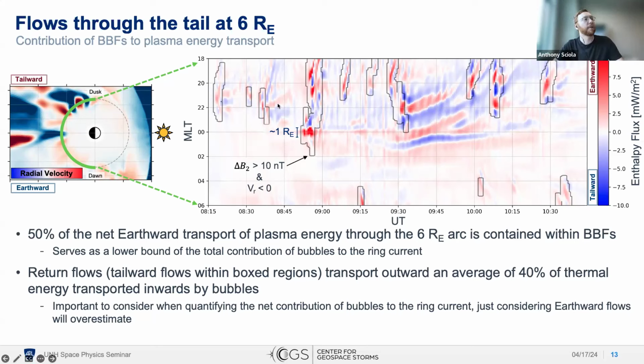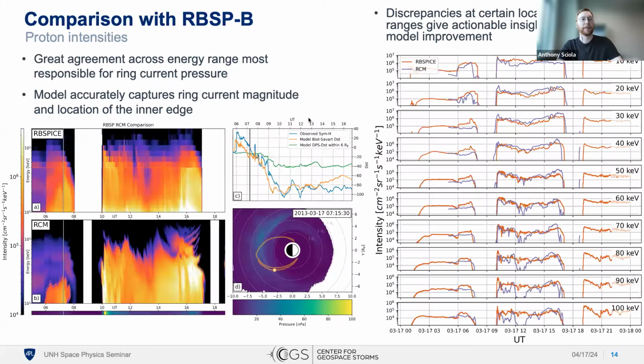Just another note about these return flows, we find that they end up transporting outwards an average of 40% of the thermal energy being transported inwards by the bubbles. And this is an important factor to consider when quantifying the net contribution of bubbles to the ring current buildup, because if you just consider the earthward flows, then you're going to overestimate their contribution. That's an important point for future missions that hope to quantify this observationally.